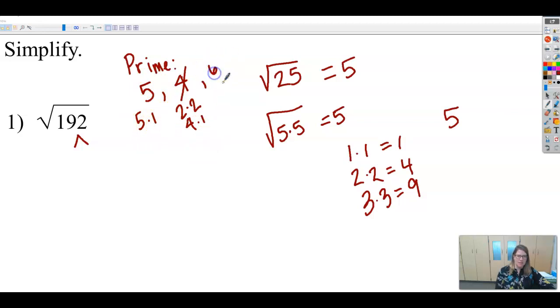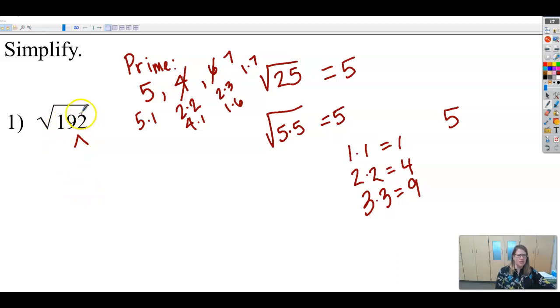So 6 is not prime because I could do 2 times 3 or 1 times 6. So 6 is not prime. But 7 is, because the only two numbers that multiply to 7 are 1 times 7, okay? So we want to break this down, and we don't want to stop until we hit prime numbers. Now, when I get a prime number, I'm going to circle the prime number, okay?